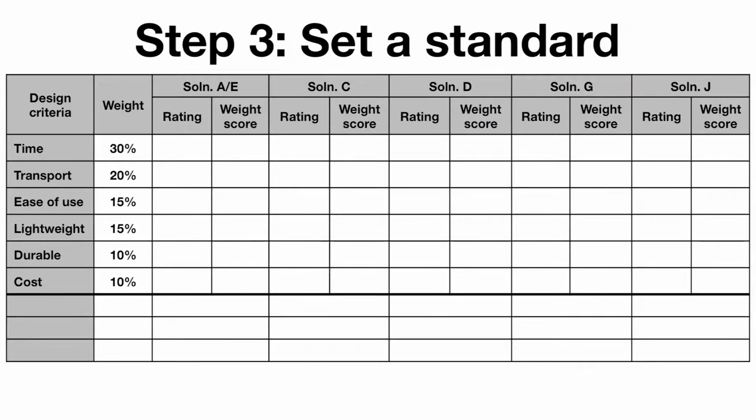Step 3 is set a standard. Standard solutions have mid-range characteristics compared to other solutions. If you recall our 5-point scale, they had ranges of values and attributes. Standard values must have values that align with a rating of 3. For our scoring Pew matrix, the standard values will fall under solution AE, C, and J.